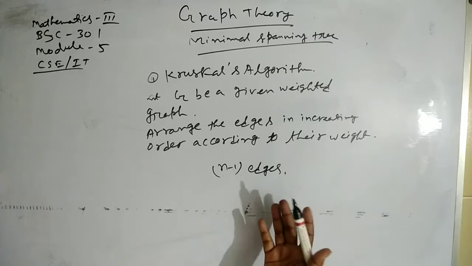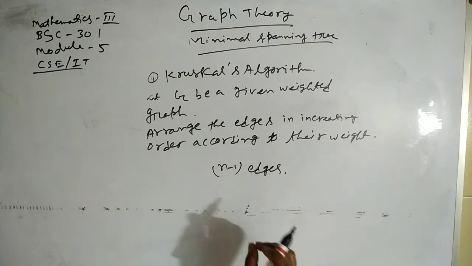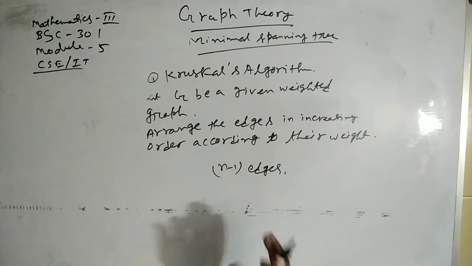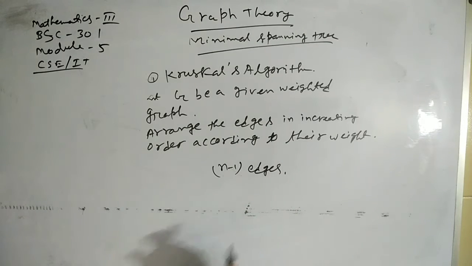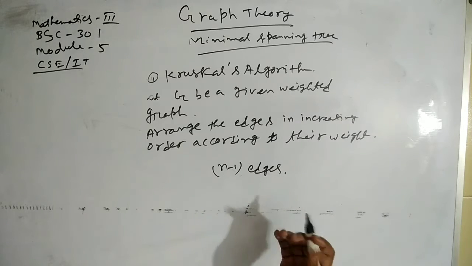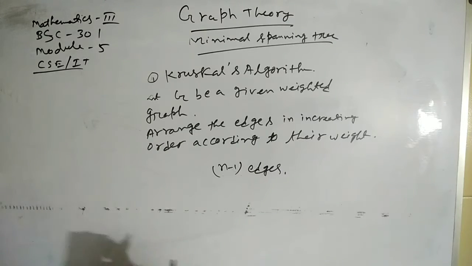Now there is a condition. When you are drawing the edges, you have to take care that if any edge forms a cycle after drawing, then you have to eliminate that edge. That is, you will not draw that edge. So skip that edge, then continue again. In this way, Kruskal's algorithm is followed. Now I will give you an example.